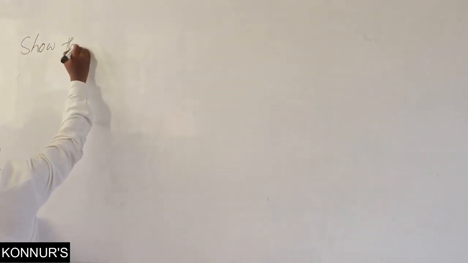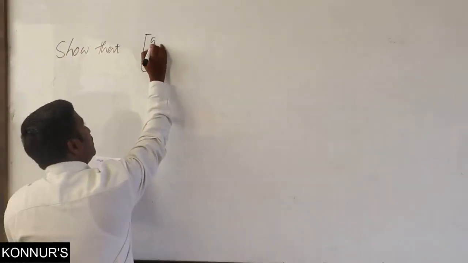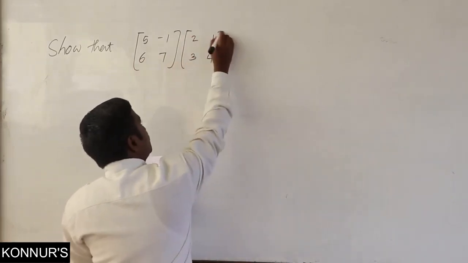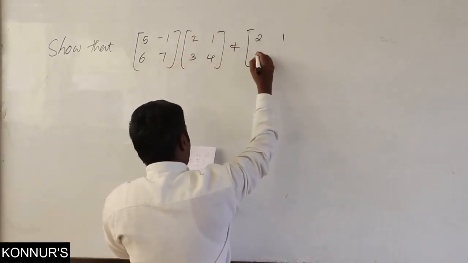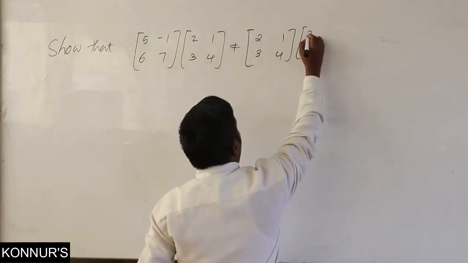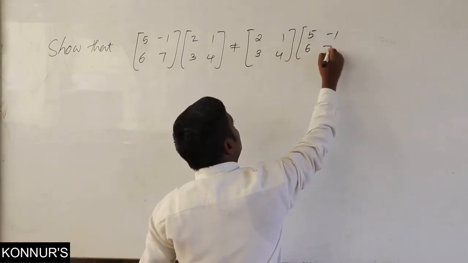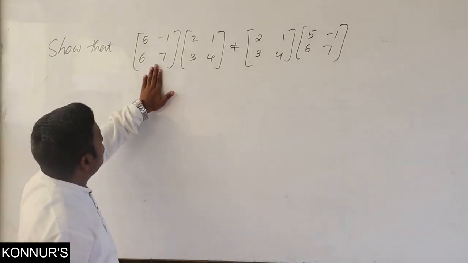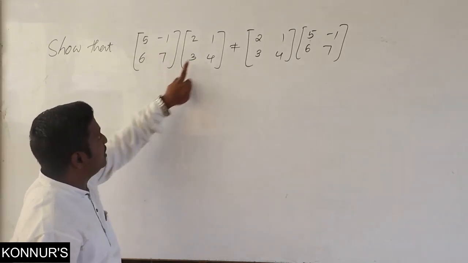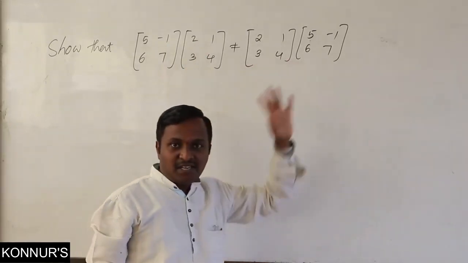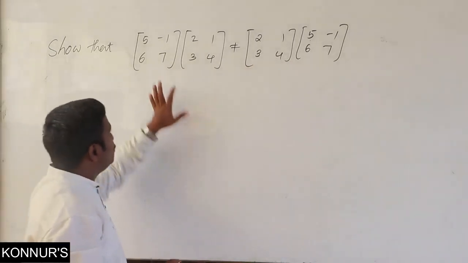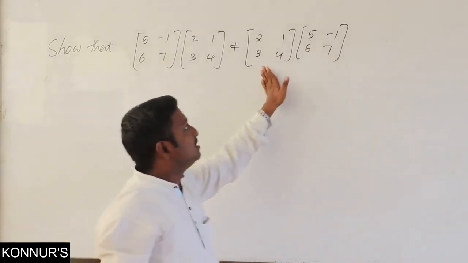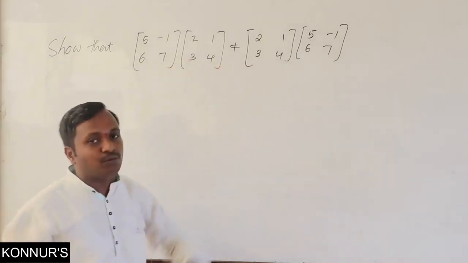Show that [5 -1; 6 7] into [2 1; 3 4] is not equal to [2 1; 3 4] into [5 -1; 6 7]. This is an asked question. One matrix is [5 -1; 6 7], another one is [2 1; 3 4], and here the order is reversed. If I consider this as matrix A and this as matrix B, this is AB and this is BA. AB is not equal to BA.